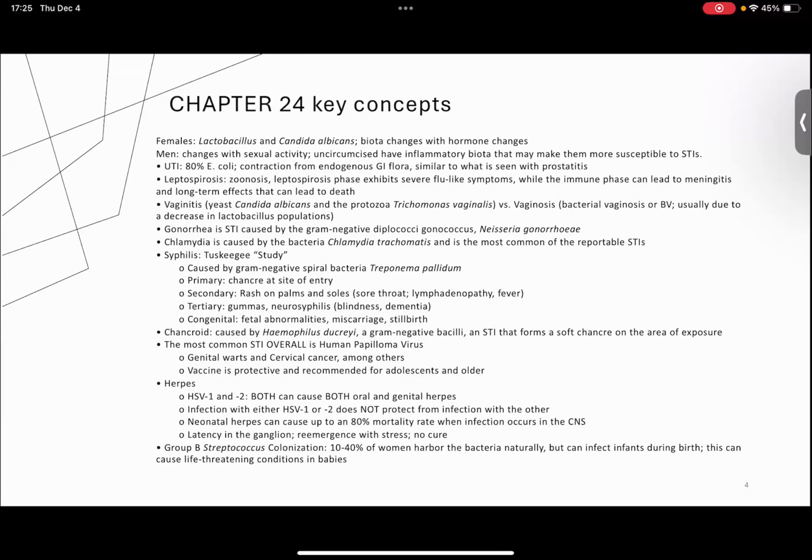Genital warts are specific strains of HPV that will cause warts more commonly in the genitals, as opposed to the ones that you might have on your hands or your feet or somewhere else on the body. But they're all caused by HPV.